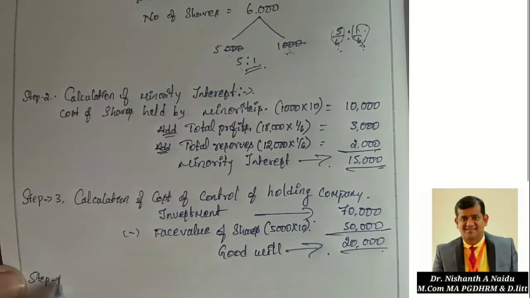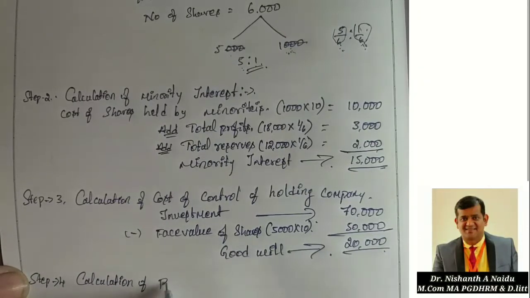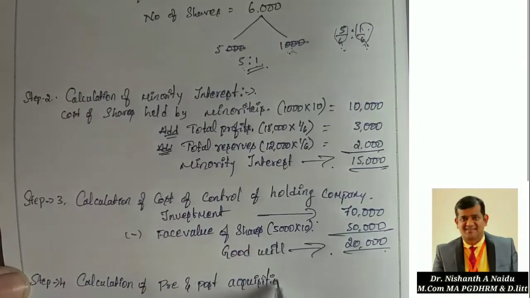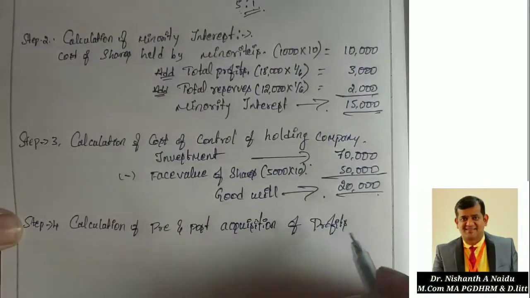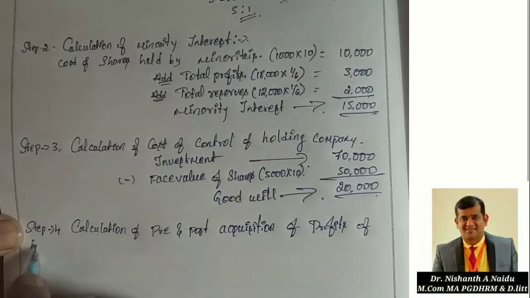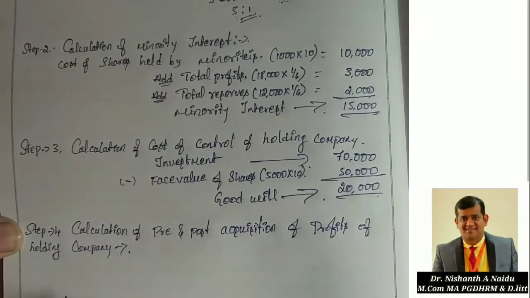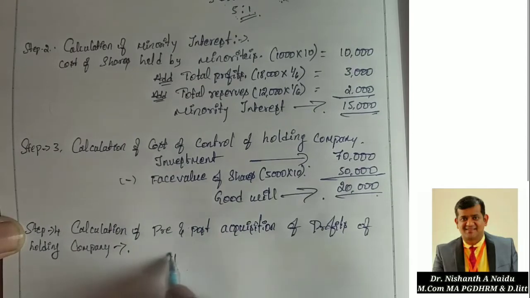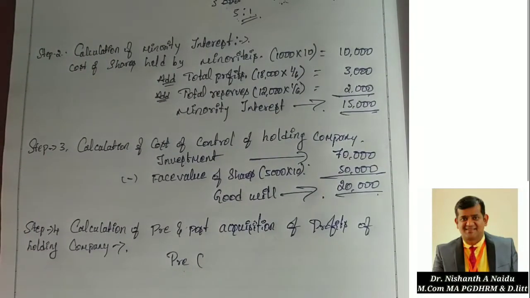So next is step four, calculation of pre and post acquisition profits of holding company. Okay, so now pre and post we have to calculate. First let us take pre-acquisition, which has been given in the adjustment at last. If you see the adjustment, you will get to know that is pre.